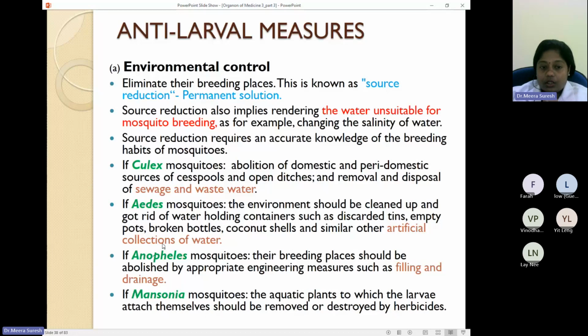So this is how we need to know the breeding area and what we need to do. Once again, Culex is in the dirty water, the septic tank, the sewage water. Aedes is in the artificial water collections. Anopheles is in clean water, so better not to keep any water exposed. And Mansonia is seen attached to the pistia plant, so remove that plant.